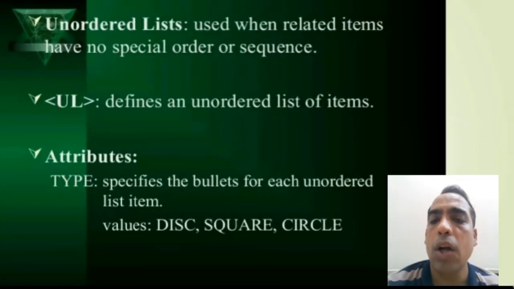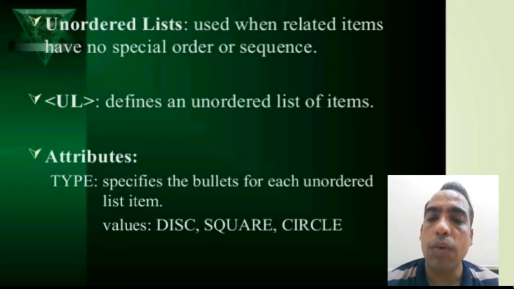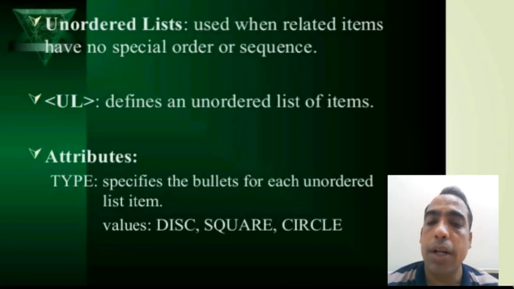Unordered list. An unordered list is used when the related items have no special order or sequence. You can see the syntax of an unordered list in angle brackets, UL tag. UL means unordered list. The UL tag contains only one attribute, type. Type specifies the bullet style for each unordered list item. Its values are disk, square and circle.